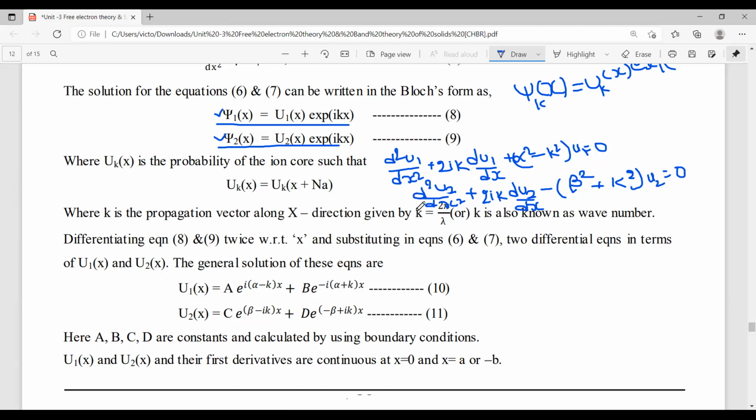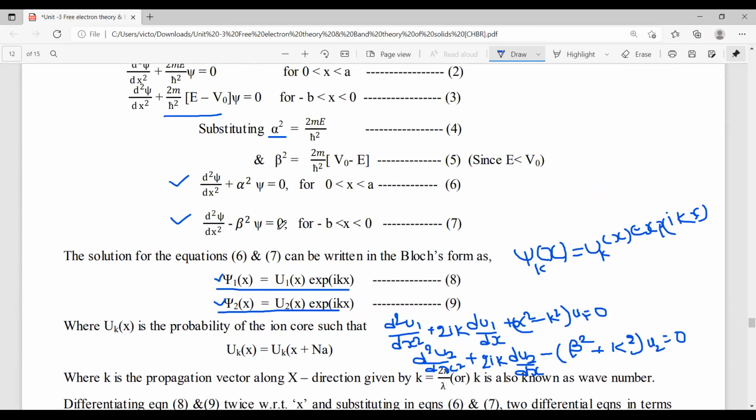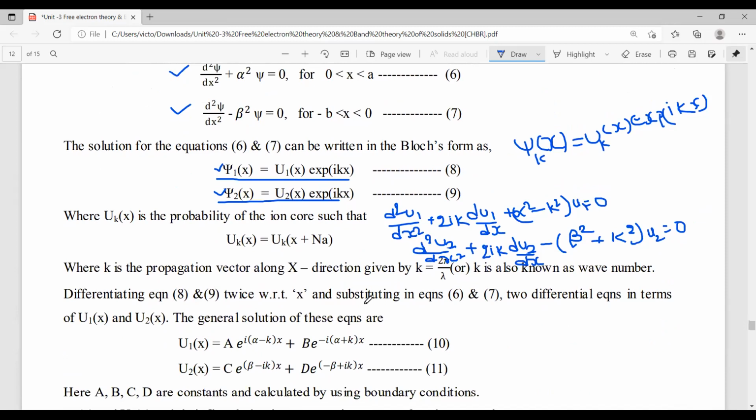Now the solution of this equation, that is d square u2 by dx square plus 2ik du2 by dx minus beta square plus k square u2 is equal to 0. The solution of this equation is in the form of u2 of x equal to c e to the power of beta minus ikx plus d e to the power of minus beta plus ik into x.